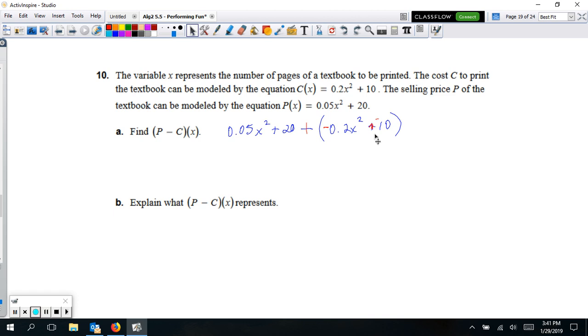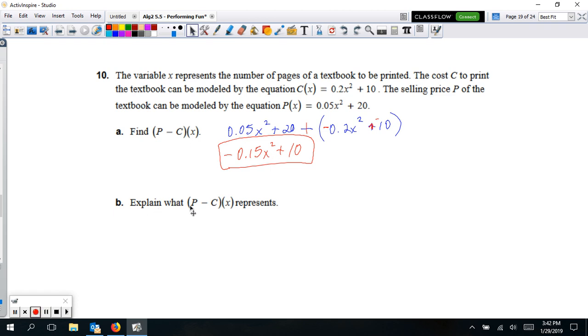So I'm changing the signs again. I'm distributing this. I'm making this minus into a plus. This becomes a negative 0.2. This becomes a negative 10. And so now we just combine the like terms here with the x squareds together. So 0.05 and 0.2, those combine. That's going to give us a negative 0.15, because this is like 0.20, and this is like 0.05. So basically 20 cents minus 5 cents would be 15 cents, but it is negative because it's a negative 0.20 here. And then 20 minus 10 would give us 10, so plus the 10. So that's the function, that's p minus c.